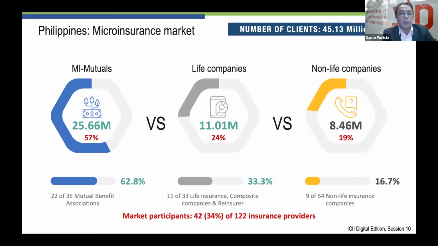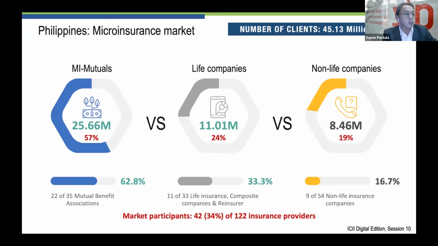Now, the microinsurance market is being led by the mutuals. If we look at the 45 million outreach as of 2019, the microinsurance mutuals are taking up 57% of the market share. This is followed by the life companies at 24%, and then the non-life or general insurance companies at 19%.